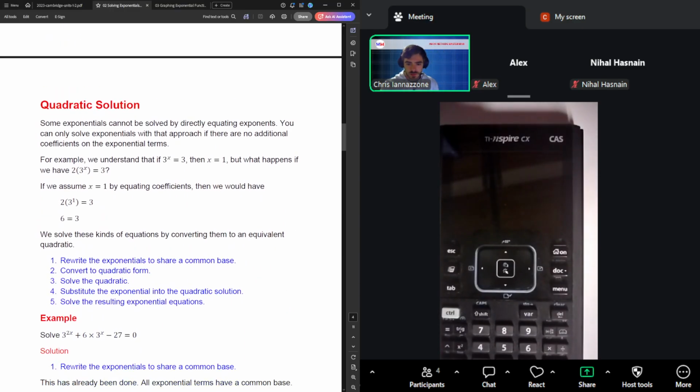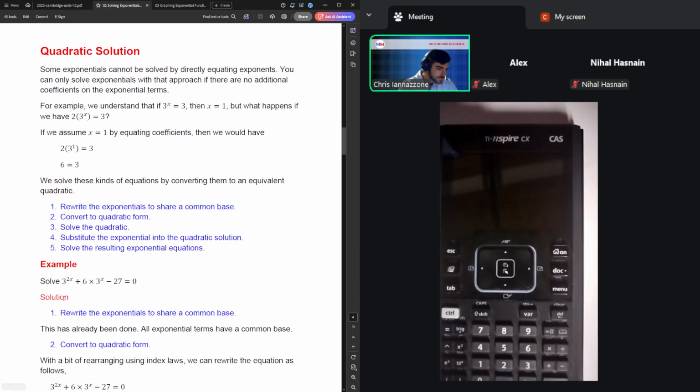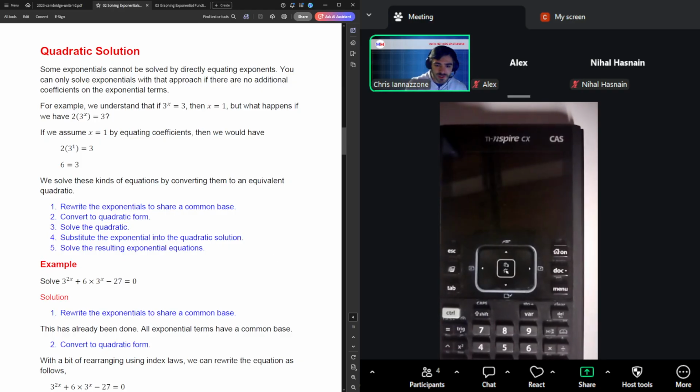Cool. So that's used for the simpler stuff. There will be some scenarios where you won't be able to condense all of the exponentials down into a single exponential. Like this one here, right? You've got 3 to the 2x plus 6 times 3 to the x minus 27. There's a lot going on there, right? There's no nice and easy way to combine everything down. We're not going to be using an equating exponents approach. We're going to be using what I refer to as the quadratic solution to this exponential equation.